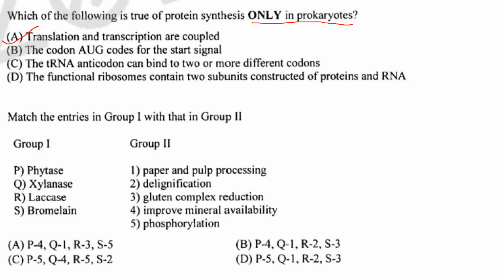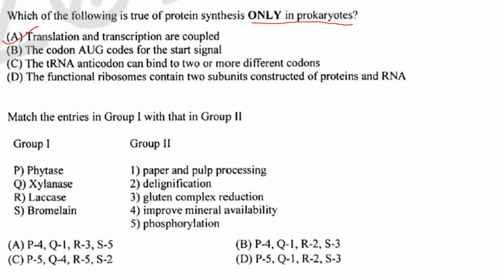Then B, the codon AUG codes for the start signal. That happens both in prokaryotes and eukaryotes. The tRNA anticodon can bind to 2 or more different codons. That is also correct based on Wobble hypothesis. As per Wobble hypothesis, single tRNA anticodon can recognize multiple codons. That happens, and Wobble hypothesis is true both in prokaryotes and eukaryotes. So C is also happening both in prokaryotes and eukaryotes.